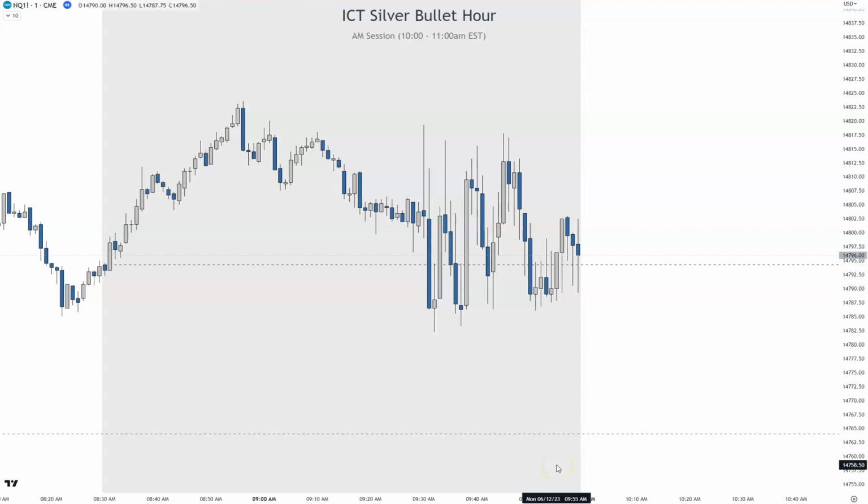Today I want to go over the AM Silver Bullet session, but we're going to do the Nasdaq today, so NQ symbol versus the ES. Some people asked me for that, so here it is.